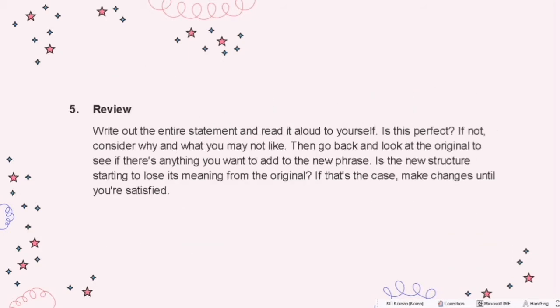Okay, after that, you review what you write. After you make the new sentence, you write out the entire statement and then you read it aloud to yourself again, and you ask yourself whether this is perfect. If not, then you need to consider why and what you may not like about the sentence. So you need to go back and refer to the original text again, so that you can see if there is anything that you want to add to the new phrase, or you want to omit. And then you ask yourself whether the new structure is starting to lose its meaning from the original or not. Because if that's the case, then you have to make changes until you are satisfied and until it is perfect. Okay. So that's all from me.